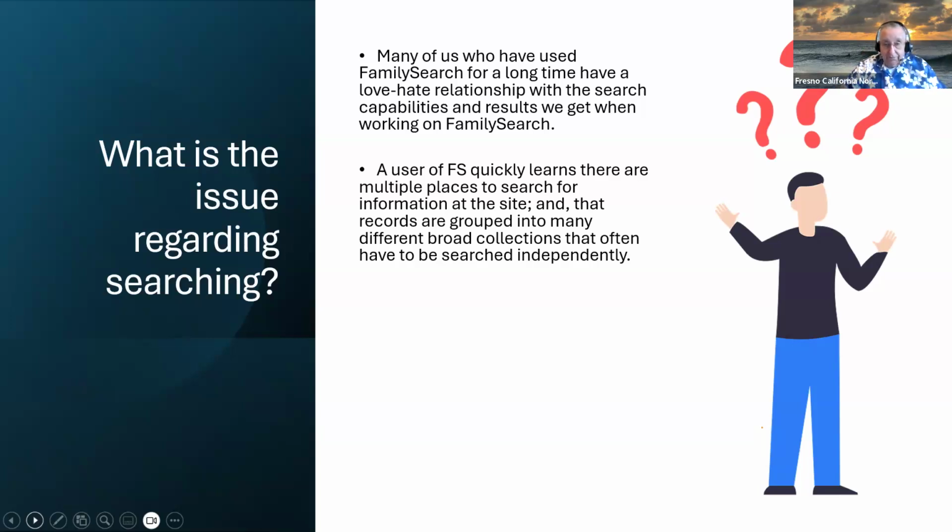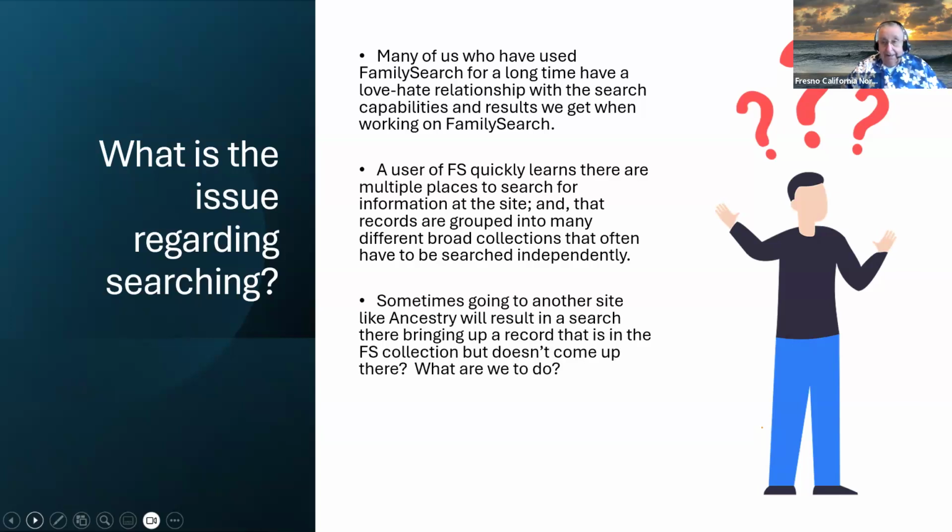And so we want to see if there are ways to simplify things, make it easier on us, and get the results we need. Sometimes going to another site like Ancestry can result in a search bringing up records that we know are in FamilySearch, but we can never find them there. And what are we going to do in that situation? That's a special situation that we'll deal with: those records that are AWOL at FamilySearch, but we know they should be there. And what can we do in the meantime?